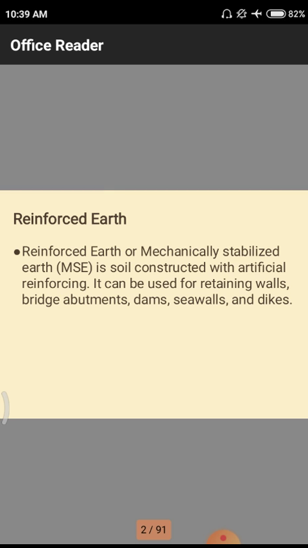Next we have dams. A dam is a structure which has to bear a huge amount of hydrostatic pressure. In dams we also have different classifications: earth dams, concrete dams, and other slope stabilization dams. In those also we use this reinforced earth phenomenon to give more life to the structure.